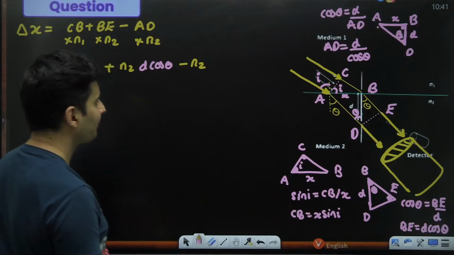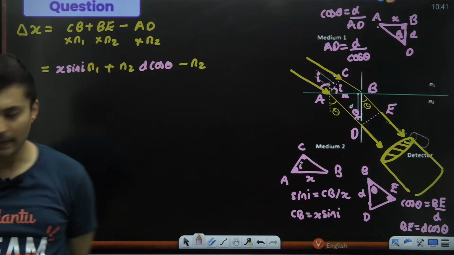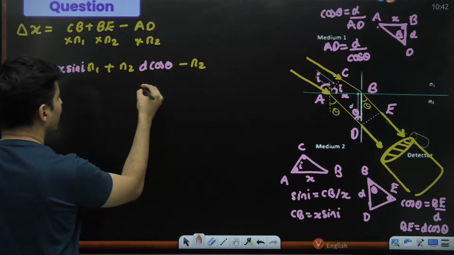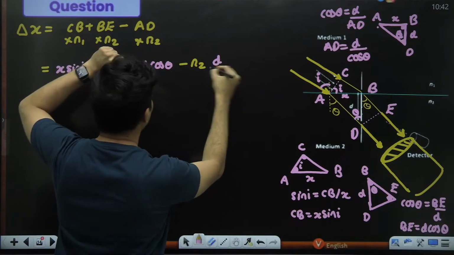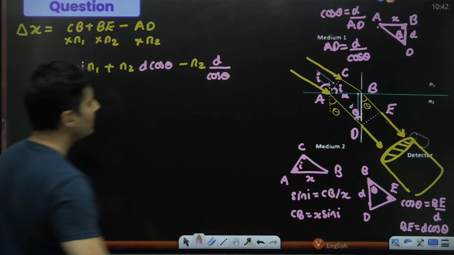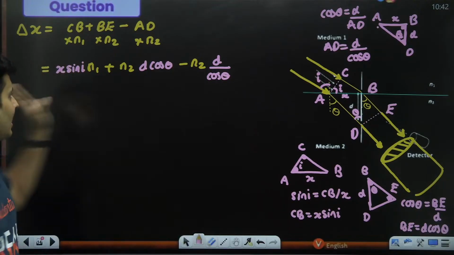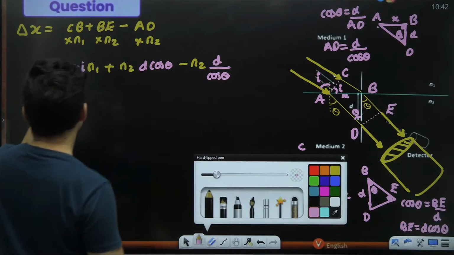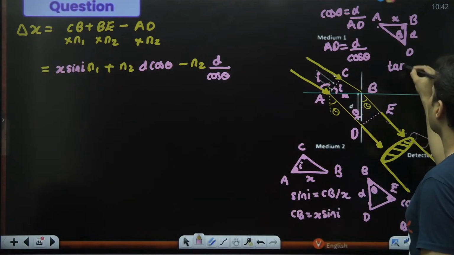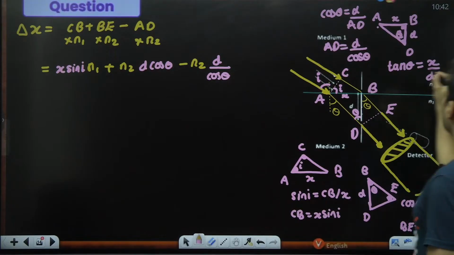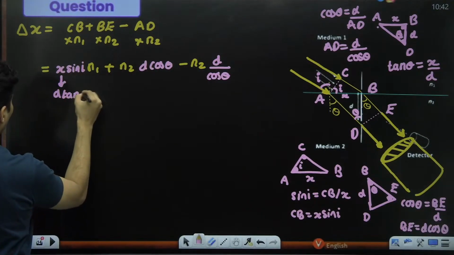Everyone with me? Till this point, absolutely clear? So just put it over here as it is: A to D will be d divided by cos theta. Everyone give me a thumbs up quickly. Perfect. Now we'll start solving. Just that this x is also remaining. From tan theta being x by d, x will be d tan theta.